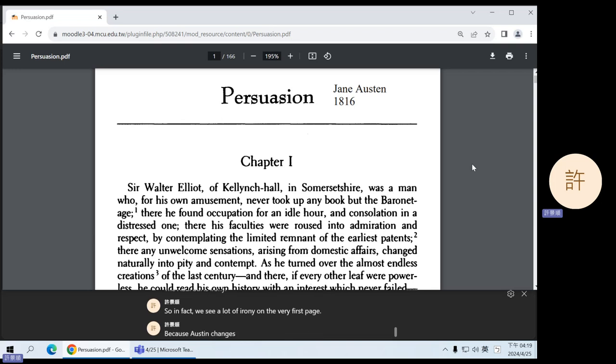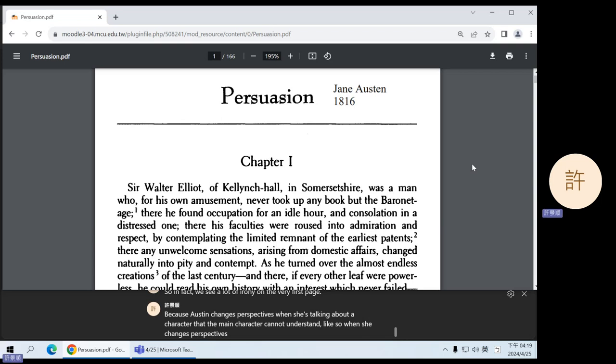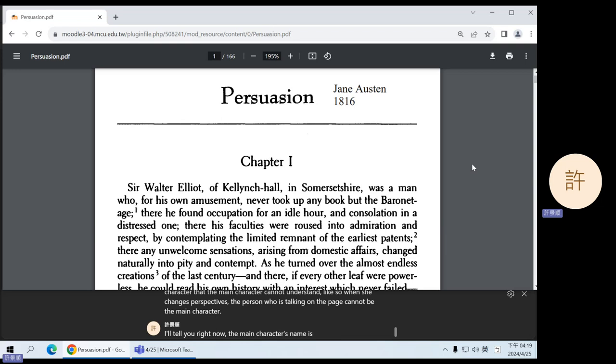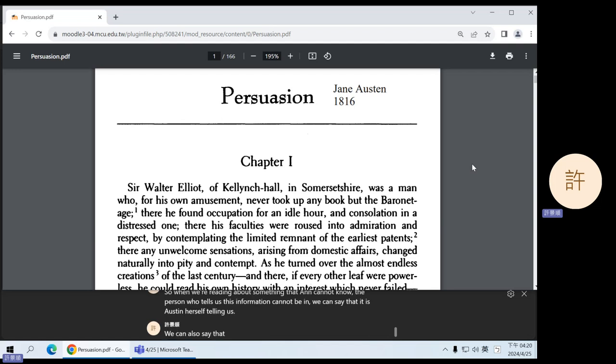Because Austen changes perspectives, when she's talking about a character that the main character cannot understand, the person who is talking on the page cannot be the main character. I'll tell you right now, the main character's name is Anne. So when we're reading about something that Anne cannot know, the person who tells us this information cannot be Anne. We can say that it is Austen herself telling us. We can also say that Austen creates a character who knows everything, and that character is telling things to us. That character does not exist in the world of the novel. It is a function, a tool to help her give us information that Anne would not know. That character is called the narrator, 叙事者.